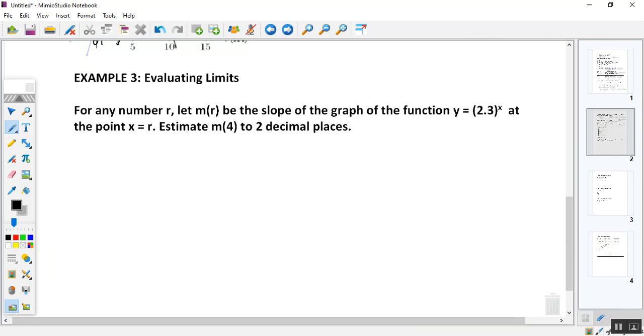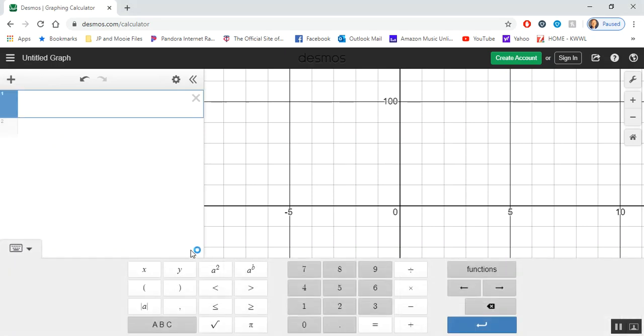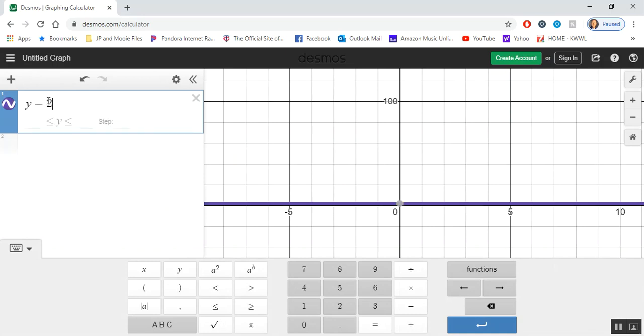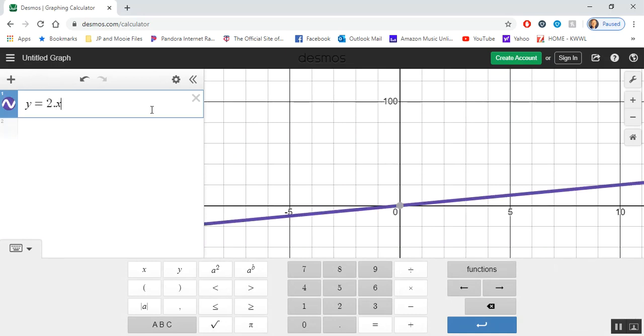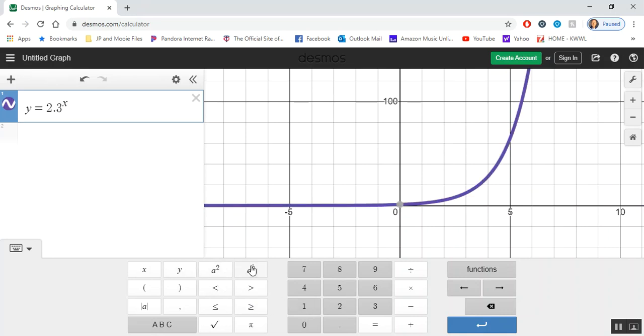Let's get a visual of this first. I'm going to get rid of this table. You tell me, what's the function again? This chapter, was it 2.3 to the x, kids? Yes. There's our graph, okay? Now, we're really concerned about the slope.